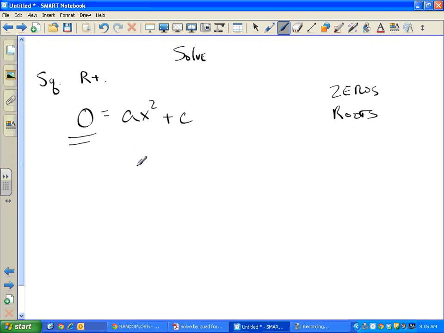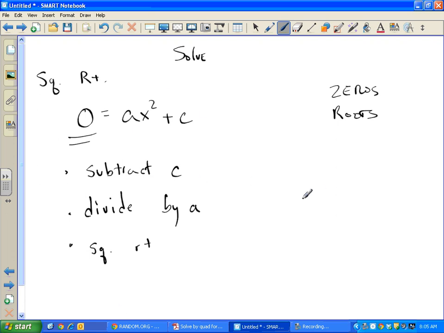And the steps on this would be to do what? Subtract c, and then divide by a. Then what? What's the last step? And then take the square root. Those are the steps for that.